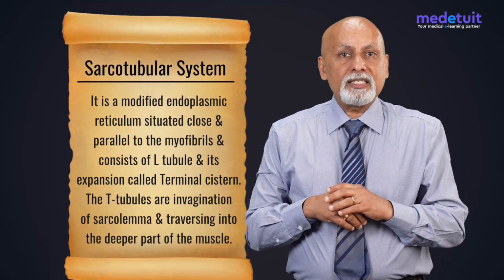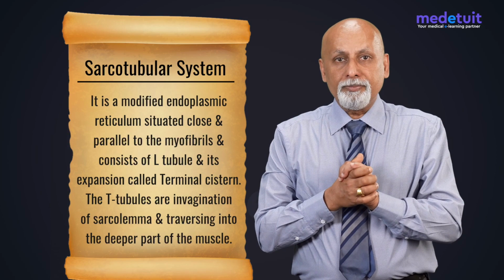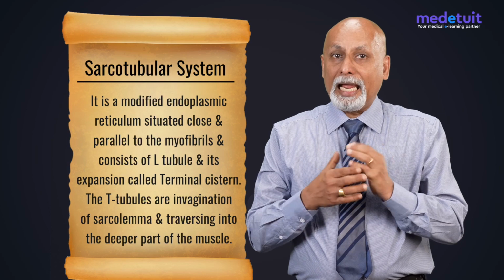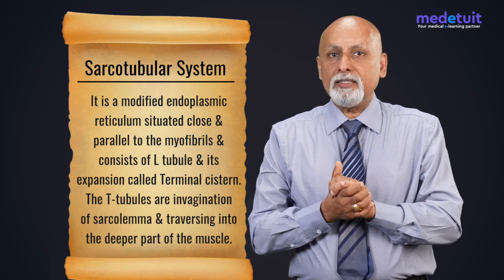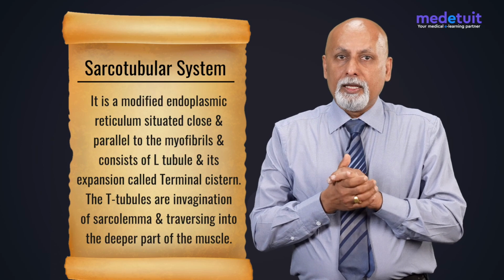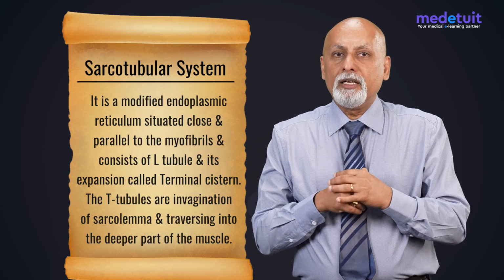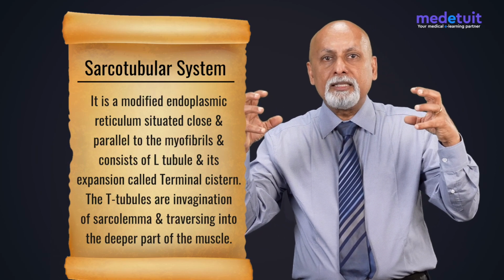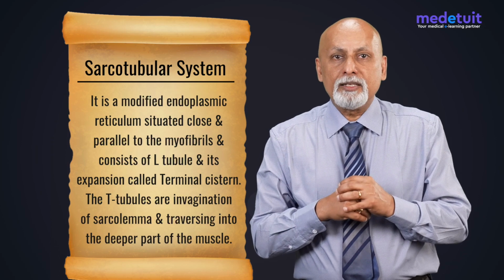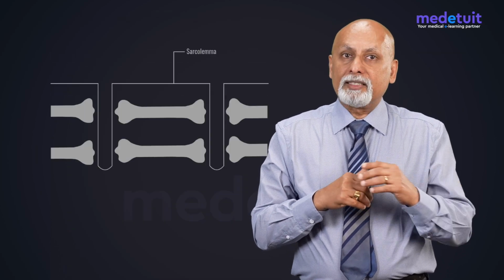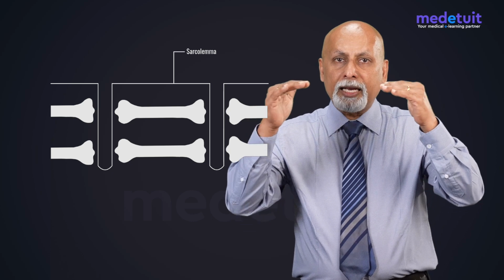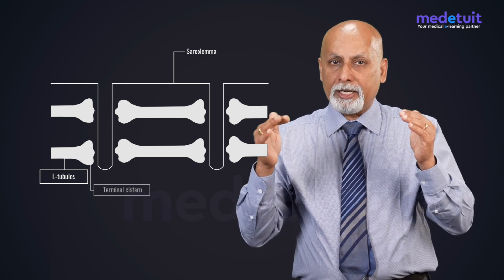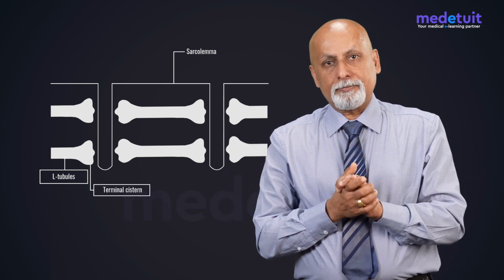Sarco-tubular system is a modified endoplasmic reticulum having subunits. What are they? They are L tubules, terminal cisterns and T tubule. The L tubule runs parallel to the myofibrils and makes two expansions on either side. It is called terminal cistern. As you see there in the diagram, the T tubules are nothing but the invagination of the sarcolemma, or the muscle membrane, into the deeper part of the skeletal muscles.